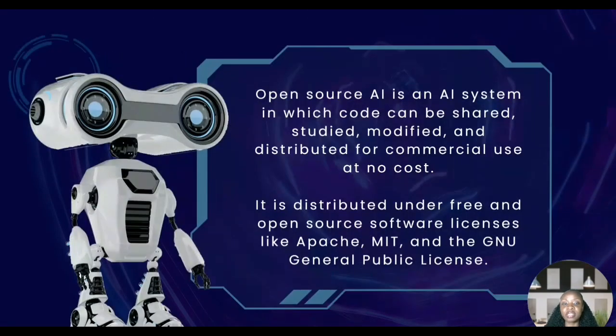So summarily, open source AI is an AI system in which code can be shared, studied, modified, and distributed for commercial use at no cost. So what does this mean? It means that if you have an AI system, an AI model whose source code is free, and it can be used, shared, modified and distributed for commercial use at low cost, then that model or AI algorithm is open sourced. Open source AI is also distributed under free and open source software licenses like Apache, MIT, and the GNU.